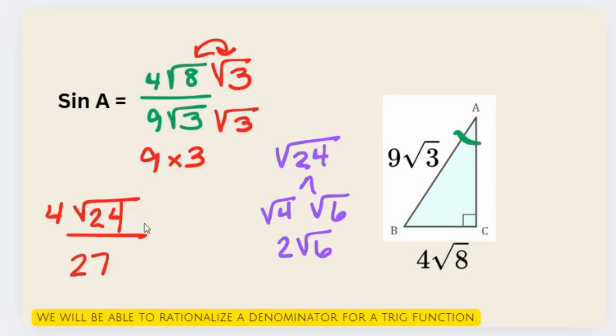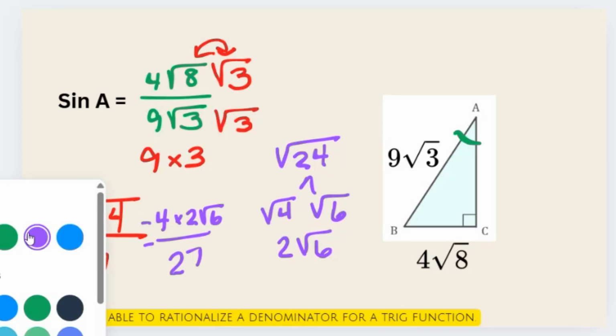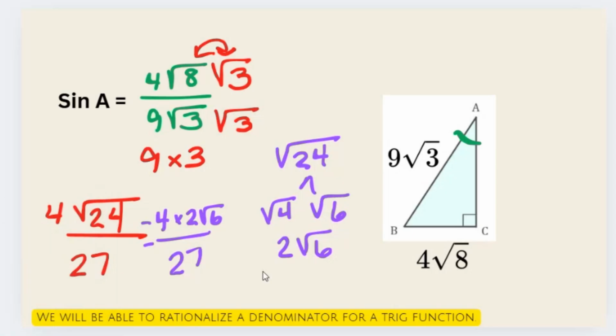So instead of writing the problem as 4 square root 24, I'm going to write 4 times 2 square root 6 all over 27. And this will bring me back to the idea of outsides with outsides, insides with insides. 4 times 2 is 8. Square root 6 comes along, and it's still all over 27. And that is the simplified answer.